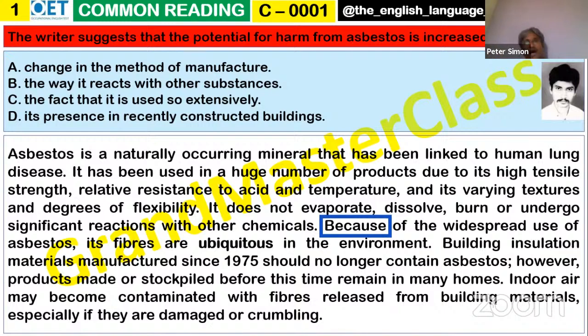Note it down as target number 1. Write it down as first priority. Because is very important. Because means reason. Because is the answer for why. So the writer suggests that the potential for harm from asbestos is increased by. Harm from asbestos is there. It is increased by.